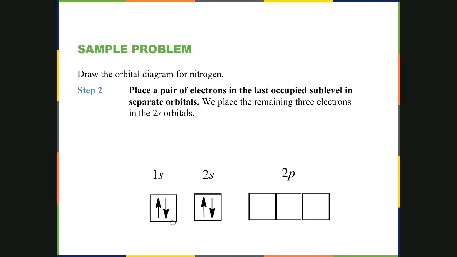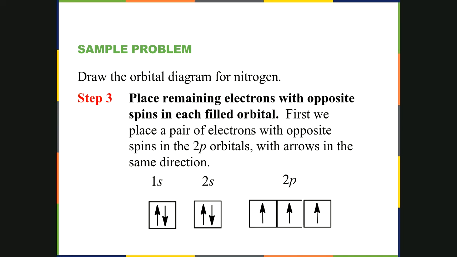So I draw in the 1s electrons, the 2s electrons, and then the last set of electrons go in that 2p orbital. So 1, 2, 3, 4, 5, 6, 7 electrons. I know I'm done. And notice the arrows in the p orbitals are all pointing in the same direction, because according to Hund's rule, that's the most stable configuration before you double up.